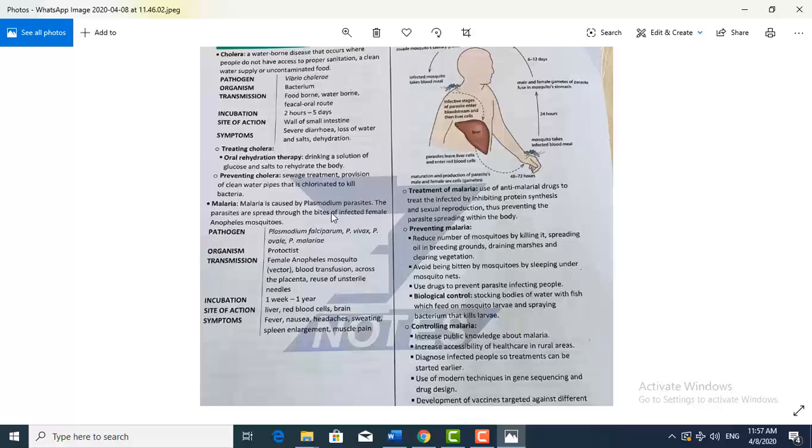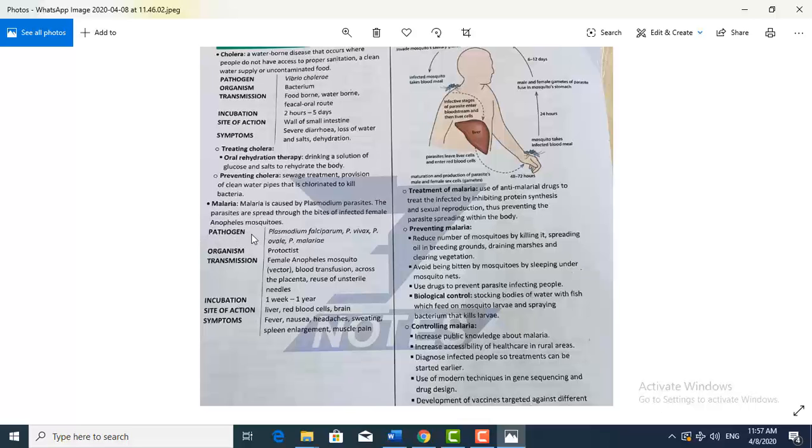Please don't forget that. Don't say the mosquito is the main cause of malaria. No, the female Anopheles mosquito is actually just a carrier for the disease. Meanwhile, the parasite that lives inside the gut of the mosquito is responsible for you getting malaria. Okay? So malaria is caused by a Plasmodium parasite. The parasites are spread through the bites of infected female Anopheles mosquitoes.